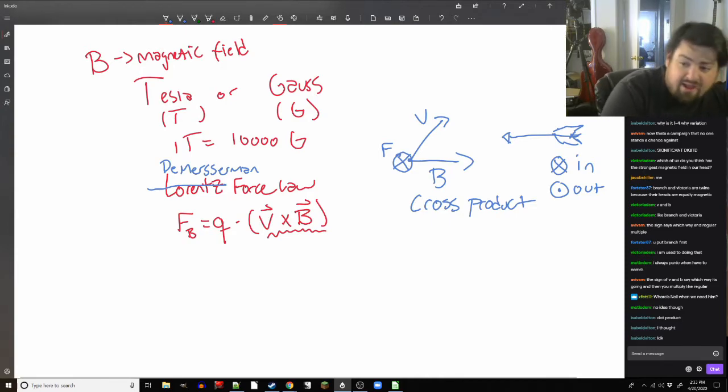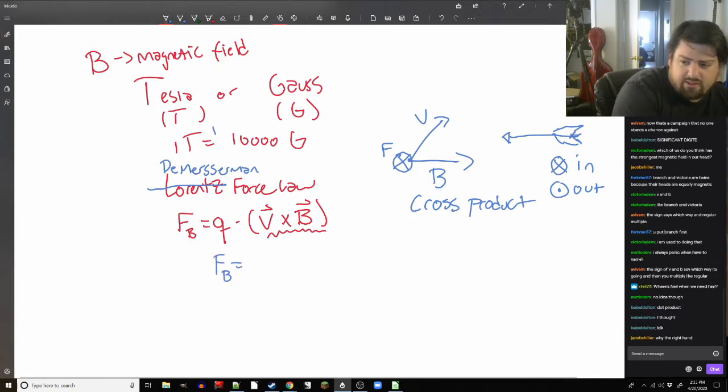If you want to do some math with the field, we're going to simplify this. So, why the right hand? It's convention. It's just the way that we decided it works.